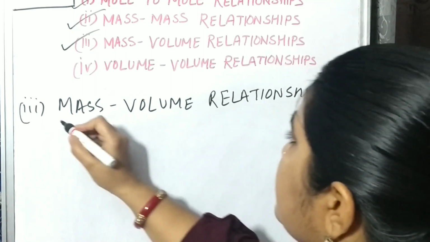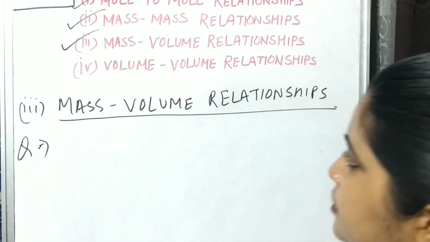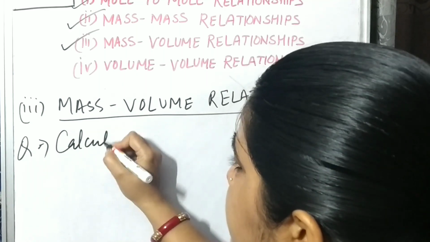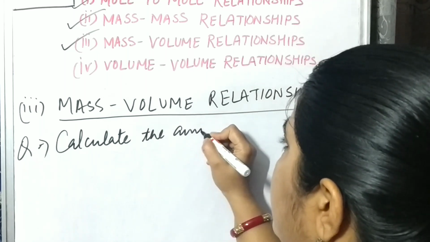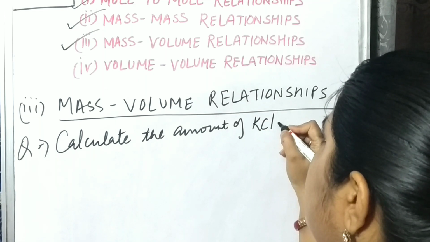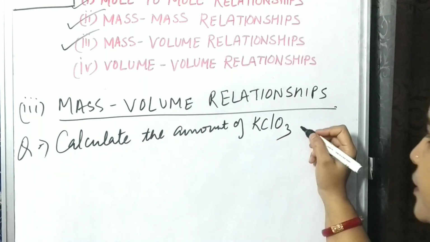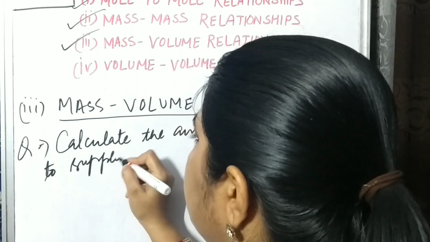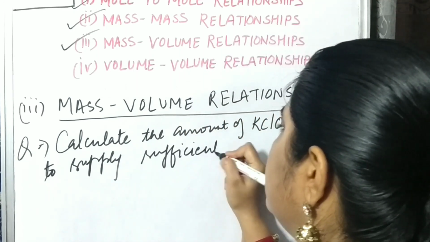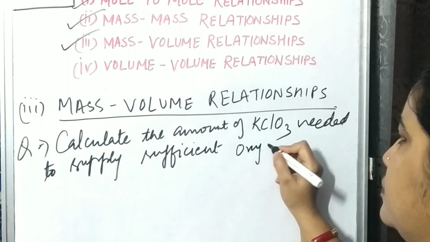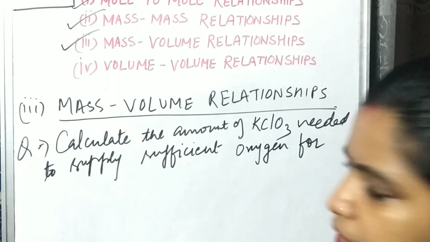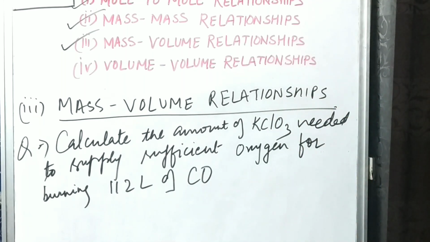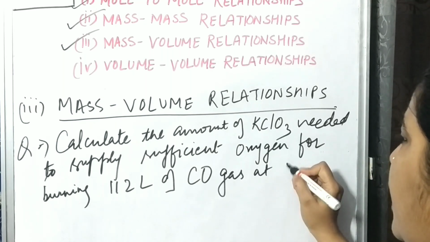Now let's take one question for it. A very simple question I will tell you: calculate the amount of KClO3, Cl means chlorine here, needed to supply sufficient oxygen for burning 112 liters of CO, that is carbon monoxide gas, at NTP.